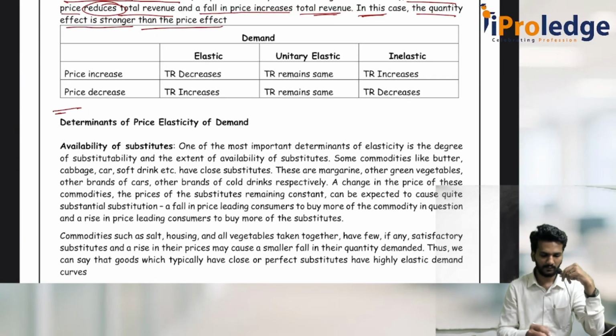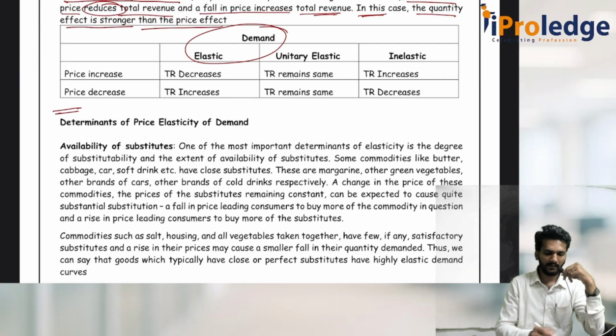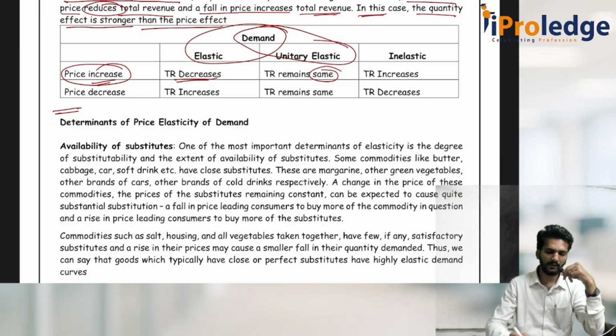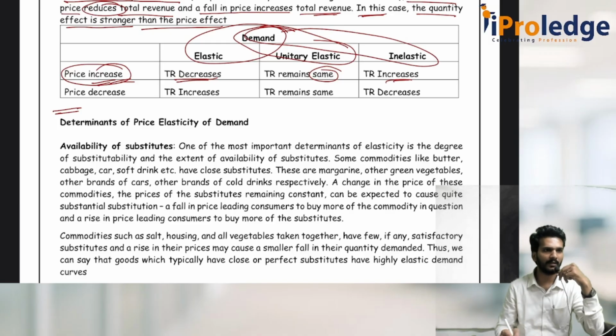So till this part. Under elastic demand, price increase leads to total revenue decrease. Under unitary elastic, price increase leads to same revenue. Under inelastic demand, price increase leads to total revenue increase. Again, vice versa for all the other things.